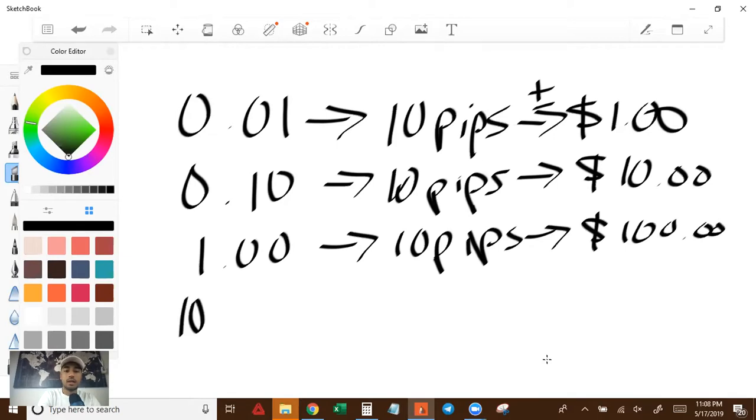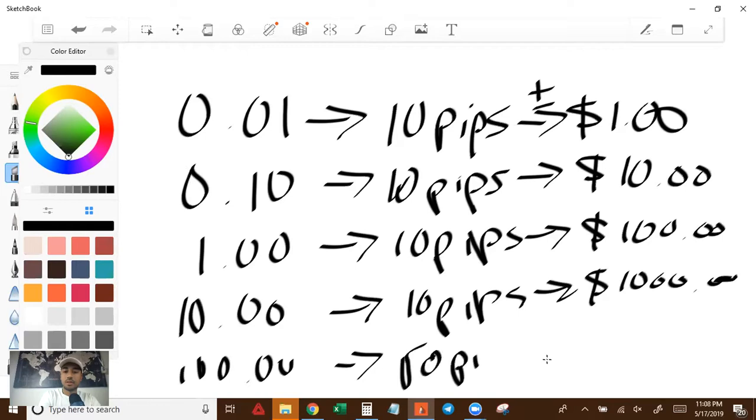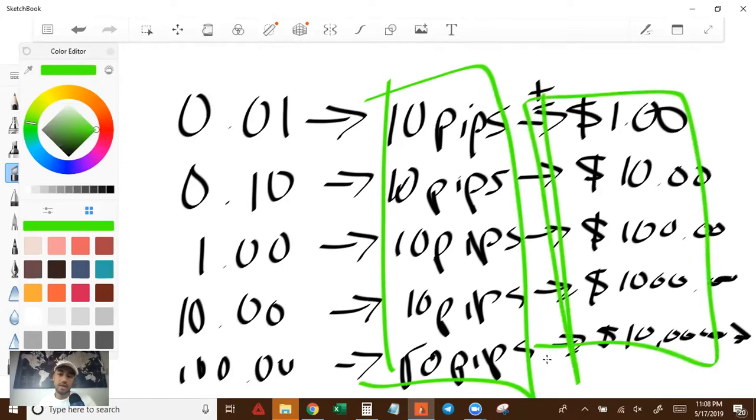10 lot, 10 pips, and that's 1,000, and then 100 lot, 10 pips. How much do you think? $10,000, okay? Very, very simple, right? What I find interesting is the fact that this right here has never changed, but this changes over time.